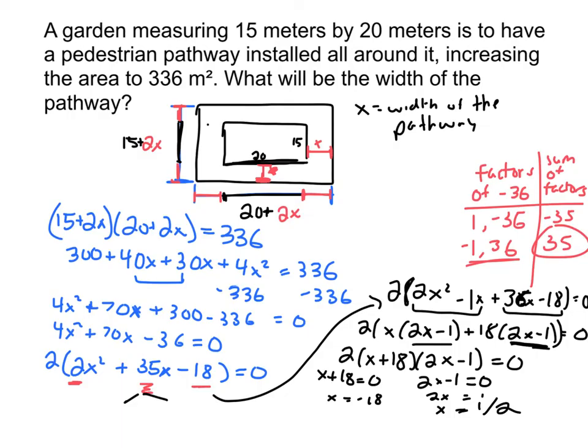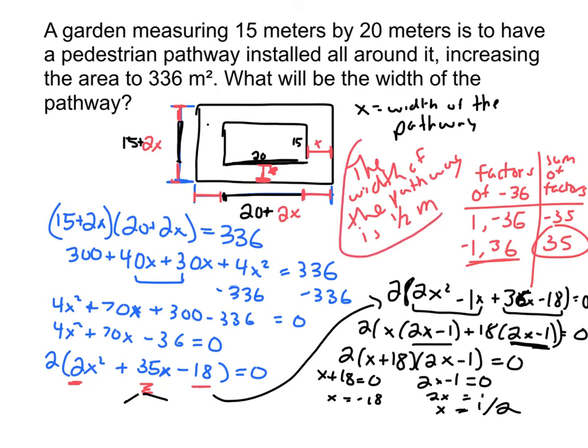So I can write that answer here. The width of the pathway is half of a meter. And then there you go, that's the solution.